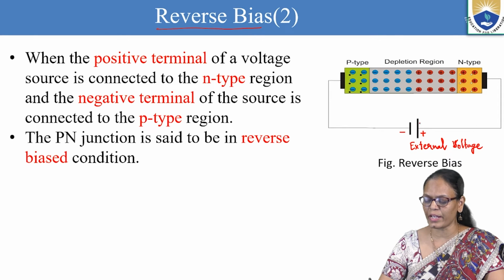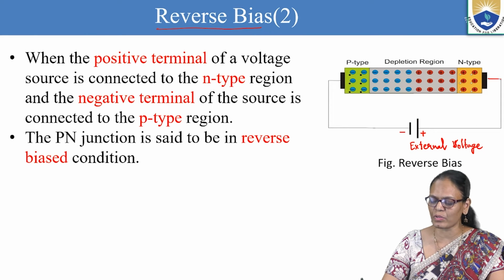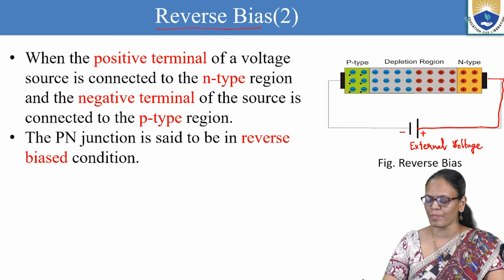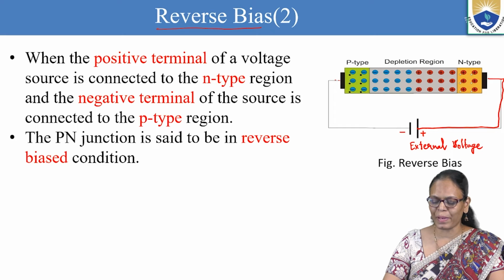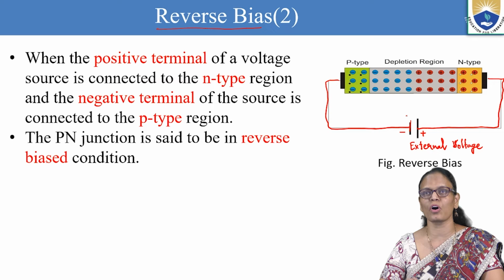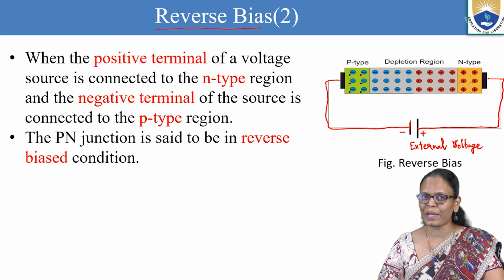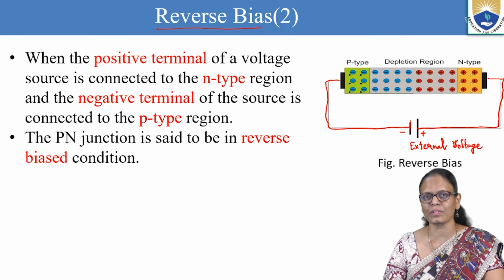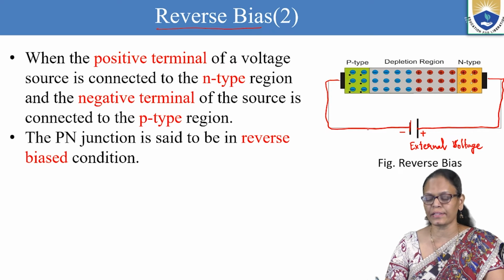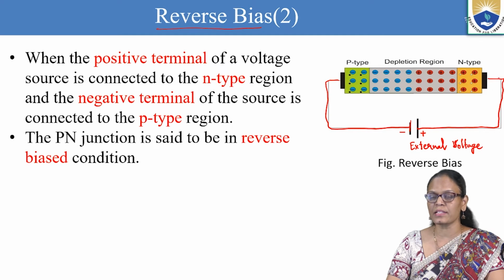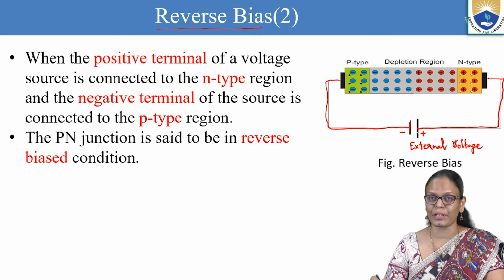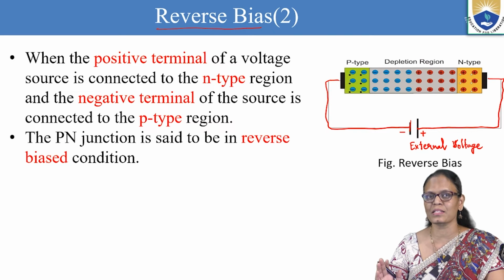Now, how did we connect? The positive terminal is connected to the N-type. This is the N side of the PN junction and this is the P side. The P side is connected to the negative terminal. So it is exactly the opposite of forward bias. In forward, P is connected to positive and N is connected to negative. But here, the P side is connected to the negative terminal and the N side is connected to the positive terminal. When we connect like this, we say that the PN junction diode is connected in reverse biased condition.